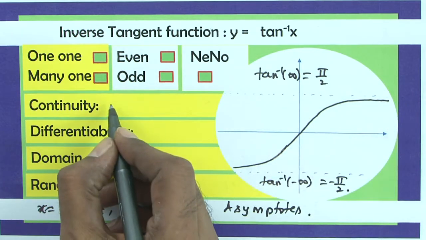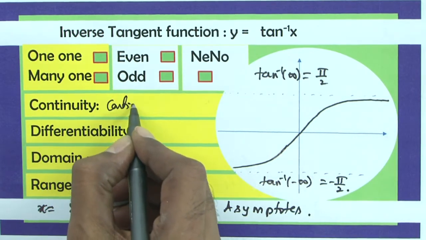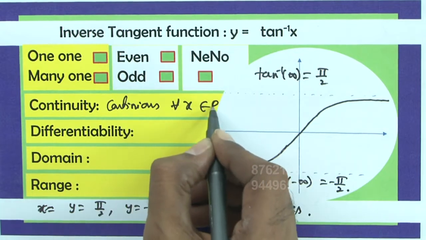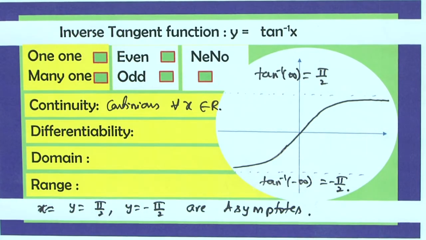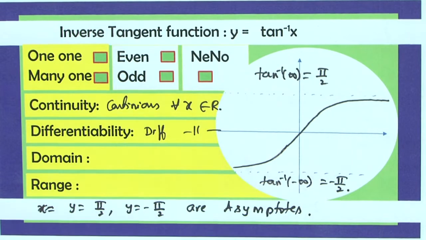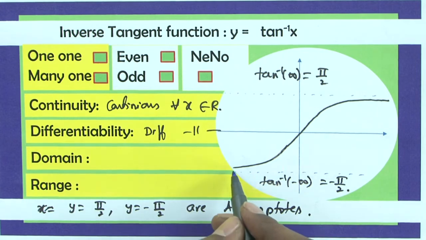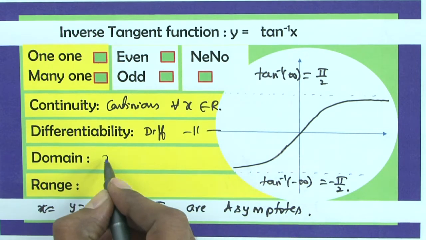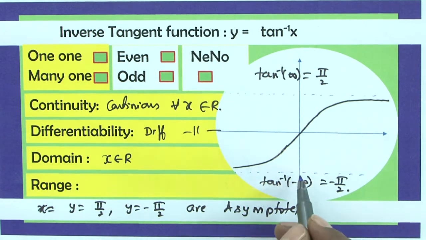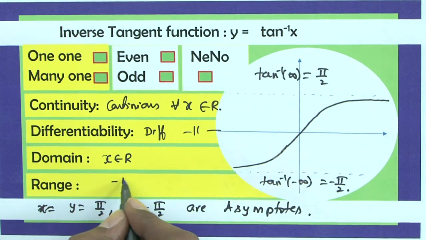Therefore, it is continuous for all x which belongs to set of real numbers. And of course, it is differentiable for all x which belongs to set of real numbers. Whereas, domain of the definition of the function is set of real numbers. Directly, we can say x belongs to set of real numbers from minus infinity to plus infinity. But it ranges from minus pi by 2 to plus pi by 2.